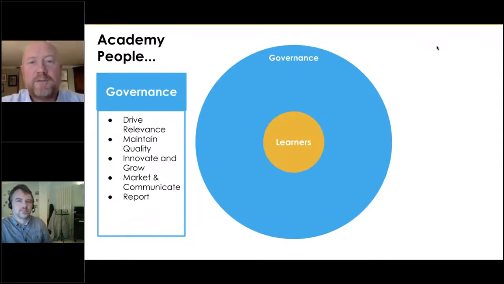Our other key stakeholders, if not the key stakeholders in terms of administration and driving the offering into our organization, is our governance. We've talked a little bit about them. They're driving, we hope, relevance of the academy into the business at all times, maintaining quality, driving innovation, growth and change, and are responsible for marketing and communicating the way the academy is working and its success stories, and reporting up to the board.